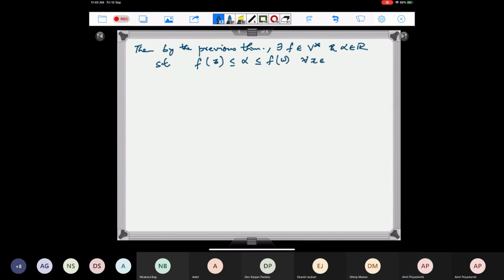for all z in A plus this open ball and w in B plus D0 eta. What we had to show is that there is some epsilon such that f of x is less than or equal to alpha minus epsilon for all x in A, and for all y in B, f of y is bigger than or equal to alpha minus epsilon. So from this we will try to get that.